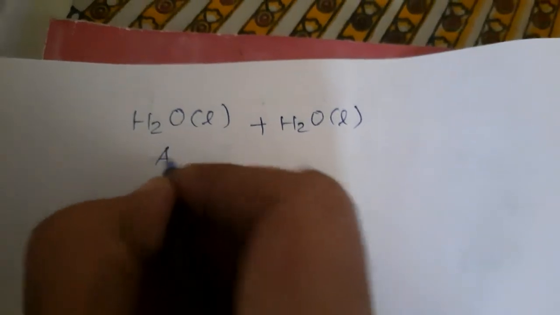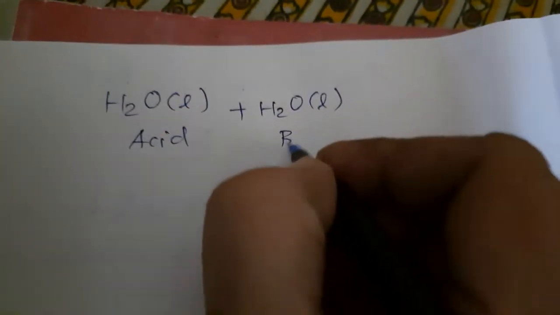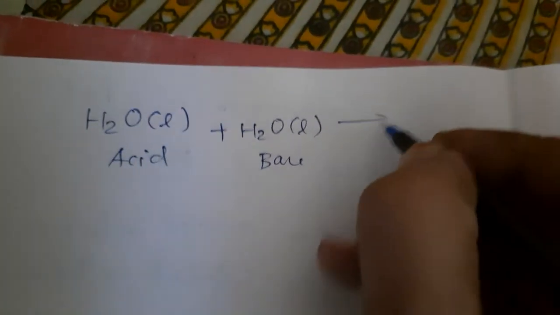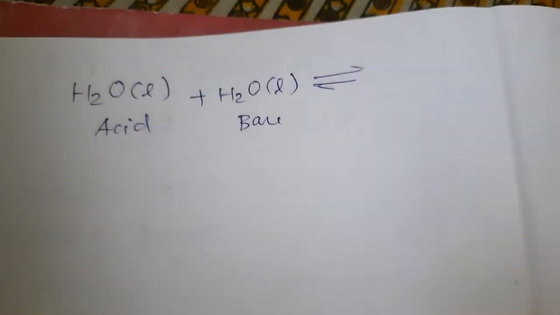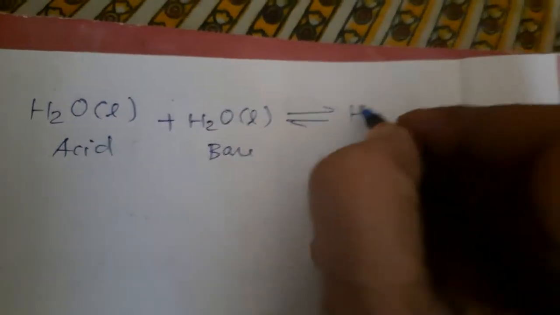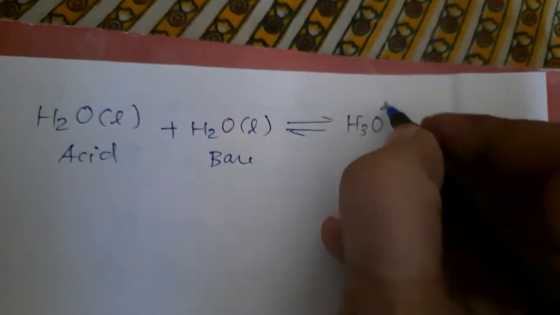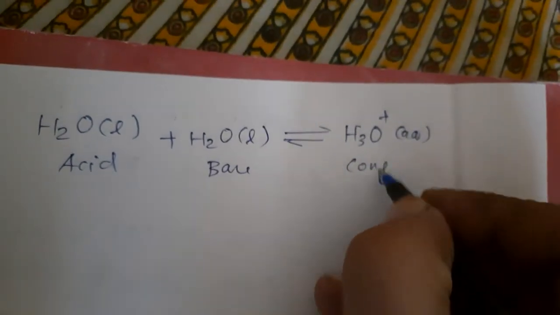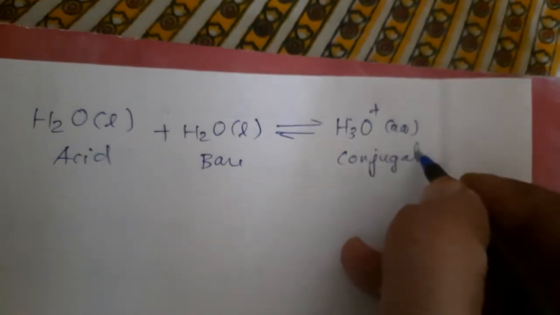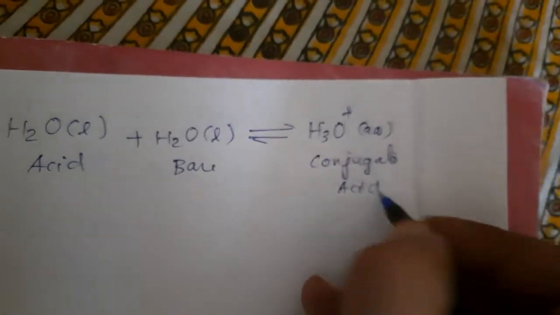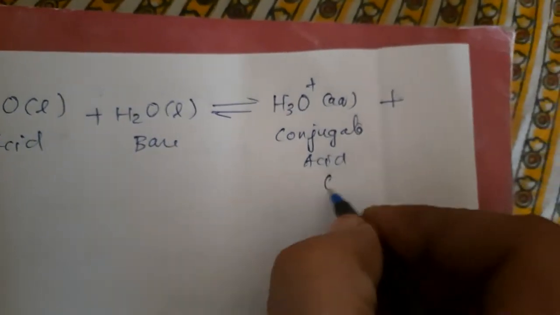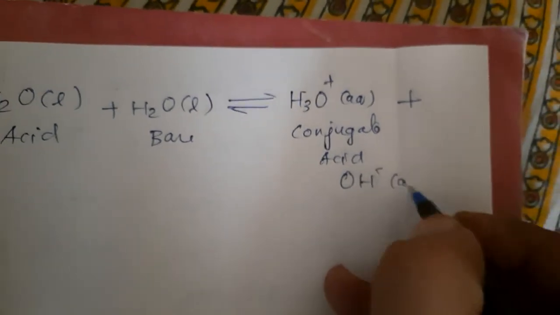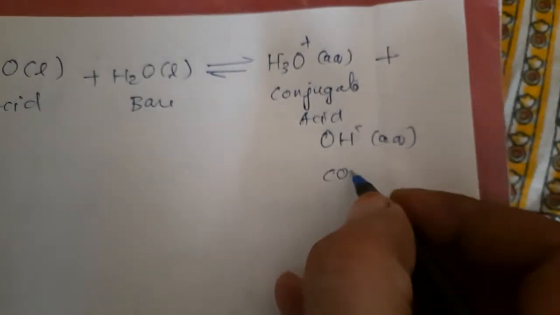Here it is acid and here it is base. So what will happen? Conjugate acid and conjugate base will be prepared. So H3O+ (aqueous) is the conjugate acid, plus OH- (aqueous), which is the conjugate base.